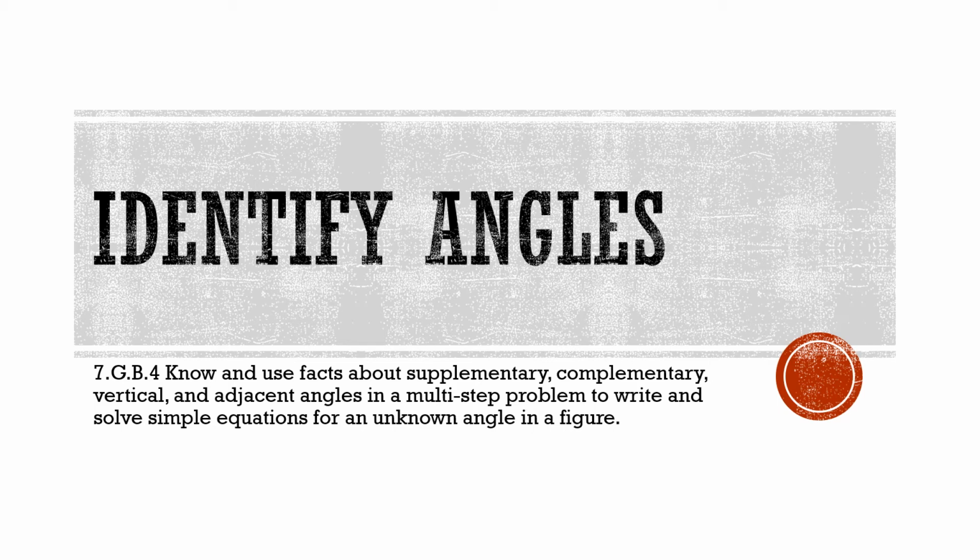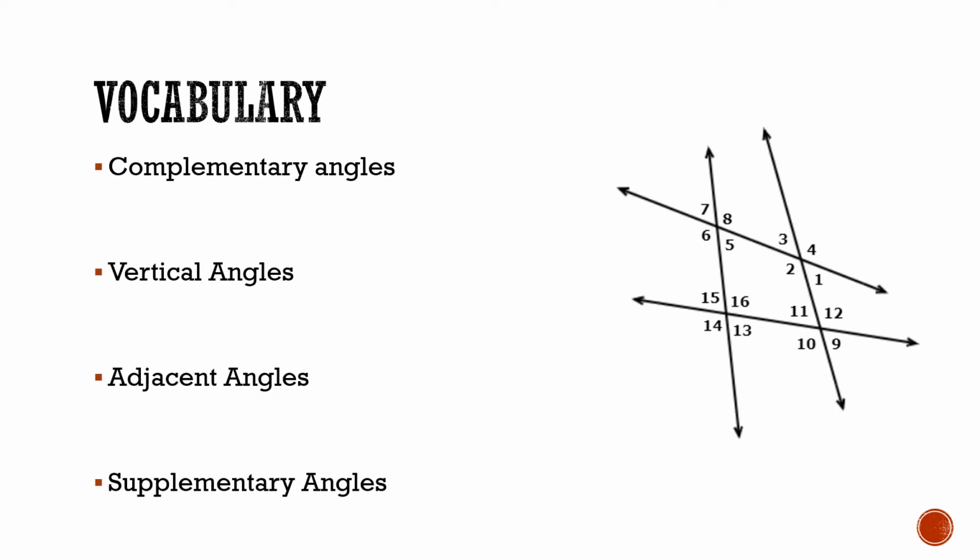Okay, guys, today's lesson is on identifying angles. This addresses standard 7GB4. So we're really looking at being able to identify supplementary, complementary, vertical, and adjacent angles. So let's talk about what each of those mean and look at some examples of those.